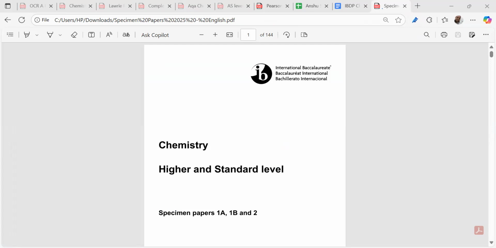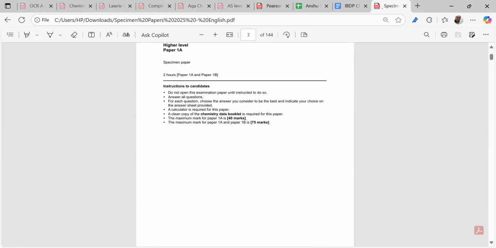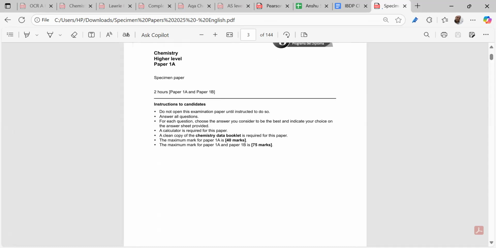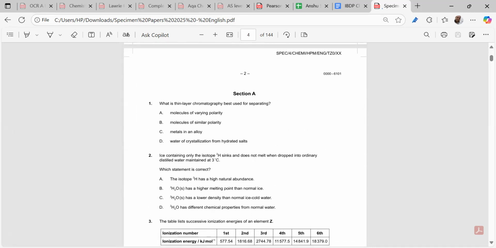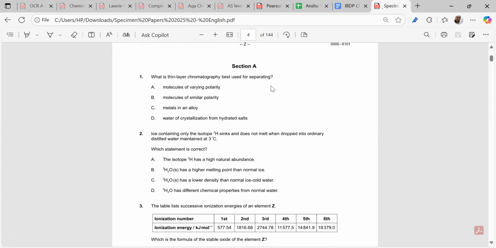So I'm going to the paper now. We are now seeing what the specimen paper looks like. This is the Chemistry HL Paper 1A. And remember one thing, this is very important: the multiple choice questions you have to solve by the elimination method. So here we have thin layer chromatography. Yes, separation techniques are very important.